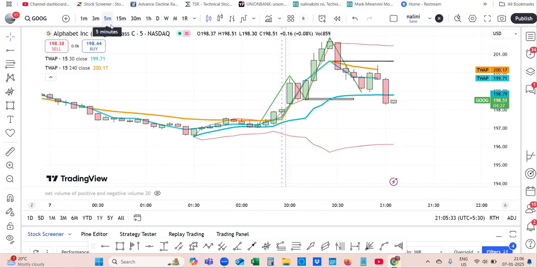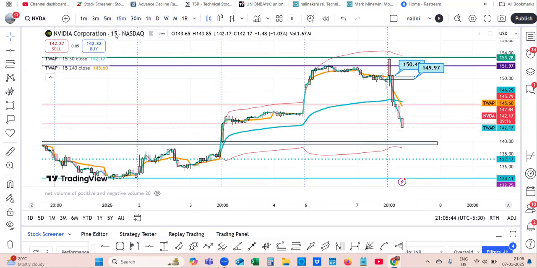So in between you will be seeing intermittent green candles because I am on the lower time frame. If you are on the lower time frame, you will see green candles, and people make the mistake of seeing the green candles. Let us go back to NVIDIA and see.